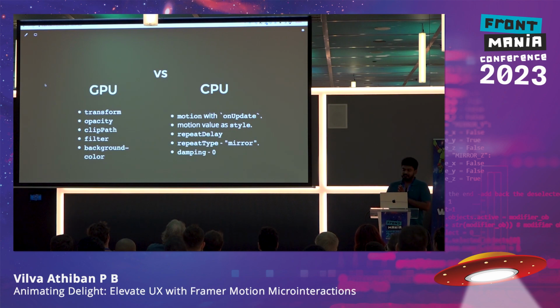Also, with performance, there is one catch to it. Most of the things we saw work on GPU, like whatever is supported on GPU: transform, opacity, clip-path, filter, and background color. When you use such properties and animate using Framer Motion, it works on GPU and the performance is super good. But say you have onUpdate on a motion component, or you start using motion values inside style instead of animate or initial, or you use repeatDelay, which comes under transition, repeatType mirror, and damping is 0, which comes under spring animations.